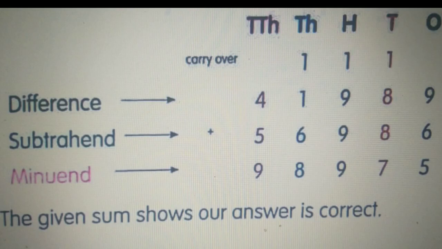So your answer comes out to be 98,975, which is the same as the minuend at the start of the question. So your sum matches the minuend. This shows that you have done your question correctly and you have carried out both the addition and subtraction in this case. I think the concept is clear to you now. You are able to carry out addition and subtraction together, as well as check whether you have done your question correctly or not.